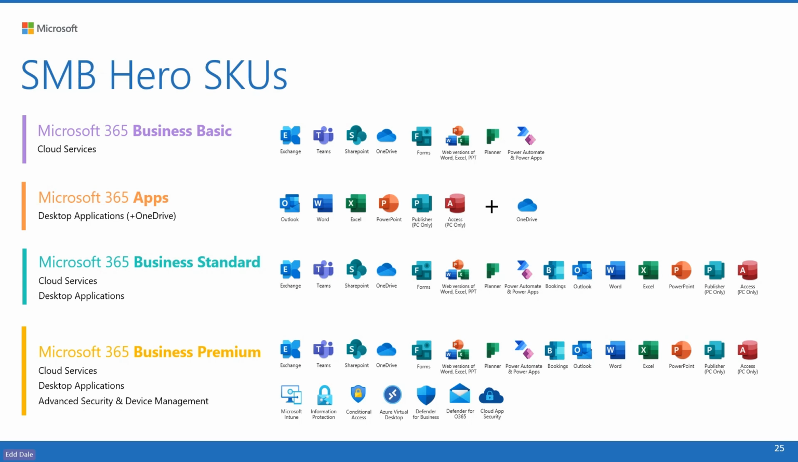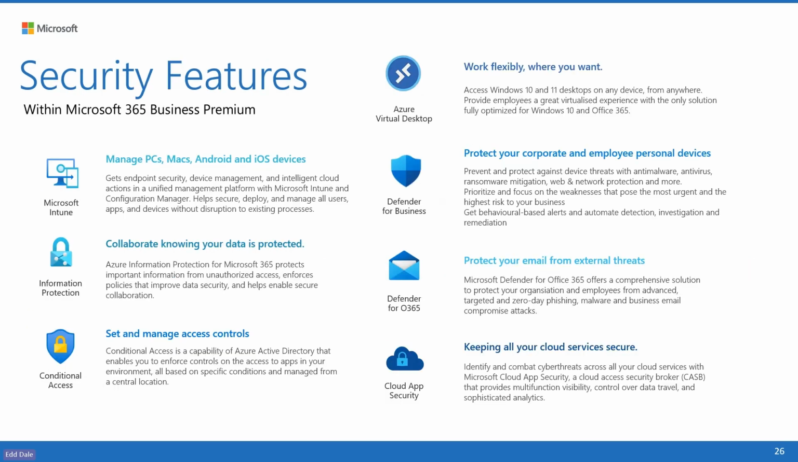Both Standard and Premium include all of your cloud-based services and your desktop applications, but you will notice that the way that Business Premium really stands apart is all of the advanced security and device management capabilities, because again, that is what Business Premium was built for: advanced security and device management. These are all of the security features that you actually get included for free as part of Business Premium. And for the cost difference between Standard and Premium, you are getting this for an absolute bargain.